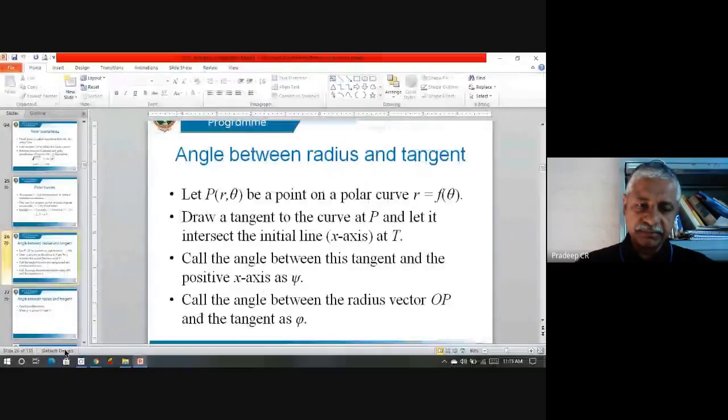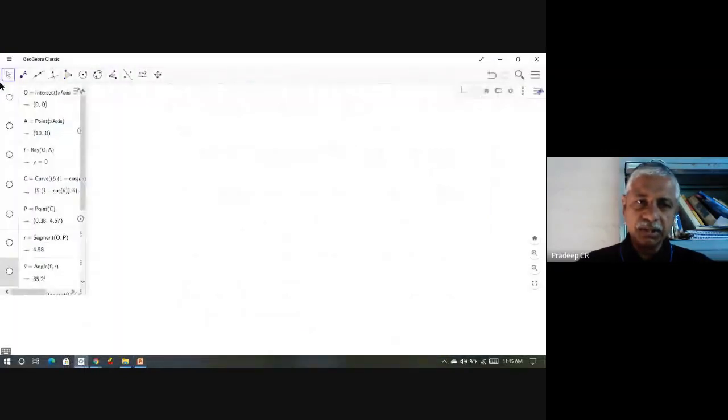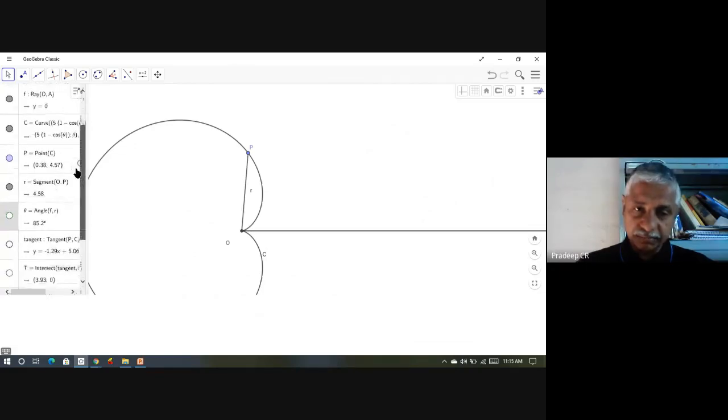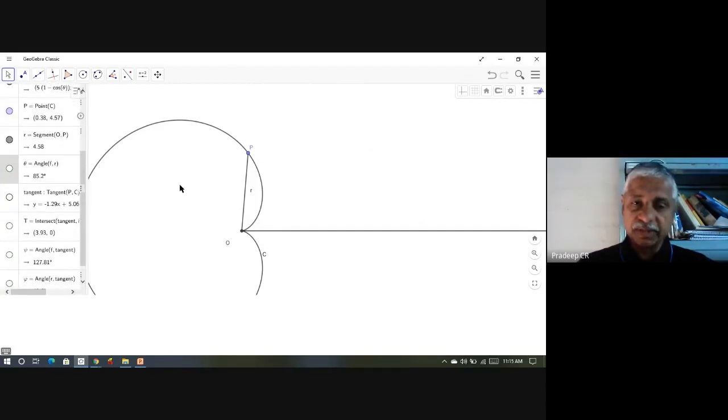So let me illustrate this using GeoGebra. This is the initial point, and this is the ray, the initial line, and here is a polar curve. I pick an arbitrary point P on this curve. Then I'll write the r of that point. r means basically the distance from the origin to that point. And then this is theta. Theta is the angle between the radius vector and the positive x-axis or initial line, counterclockwise, in this direction. And then I draw the tangent to the curve at point P.